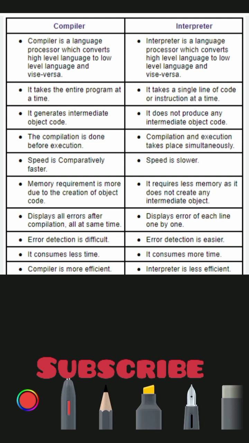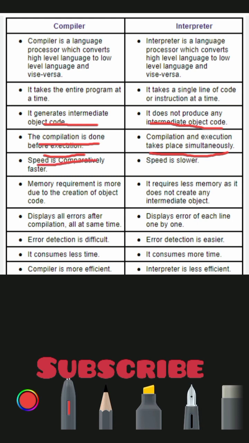Now next, what is compiler? It generates intermediate code in the form of object. And what is interpreter? It doesn't generate any code, okay. Now next, compilation is done before the execution. Then compilation and execution takes place simultaneously. That is, it will take one line, it will convert it into the machine language and it will execute it.